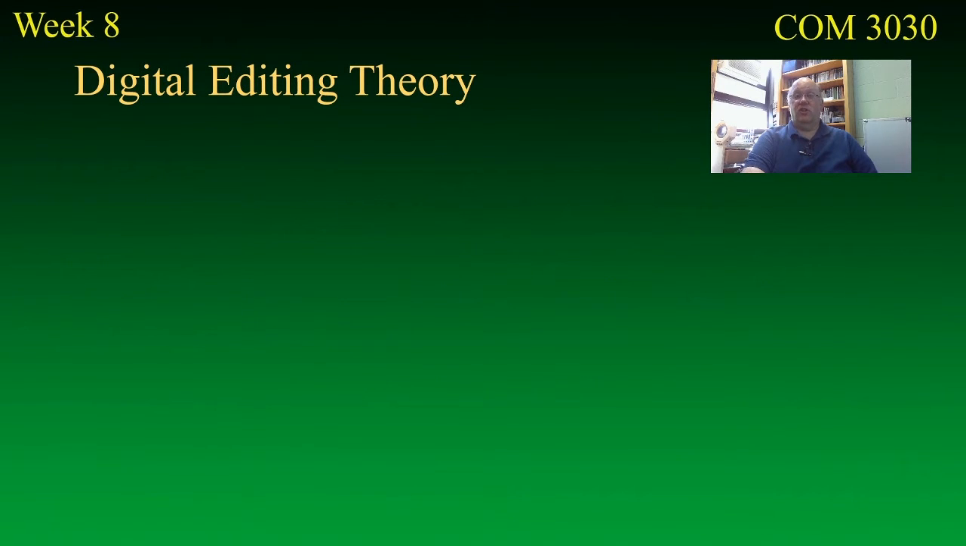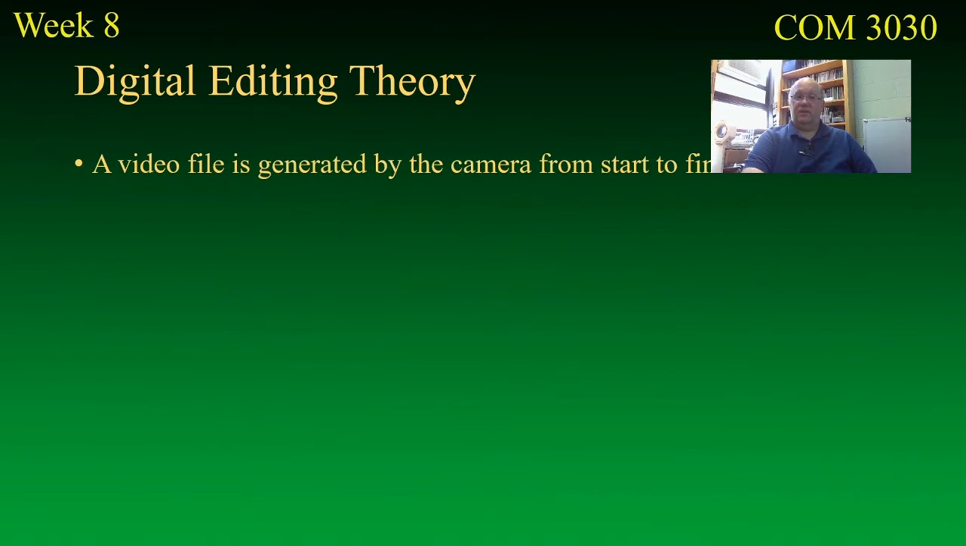Okay, digital editing theory. A video file is generated by the camera from start to finish. Let me explain what I mean by that. You're shooting a camera, you press the red button, you start recording. At that point, a digital file is created, and it will be added onto until you stop recording. Most of the time, you're going to hit that button again. It's going to establish a chunk of digital memory as your digital file.